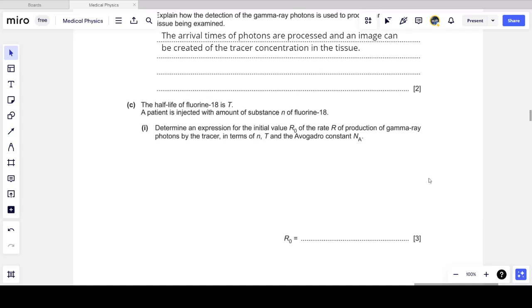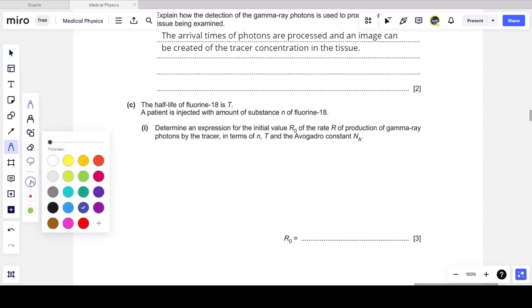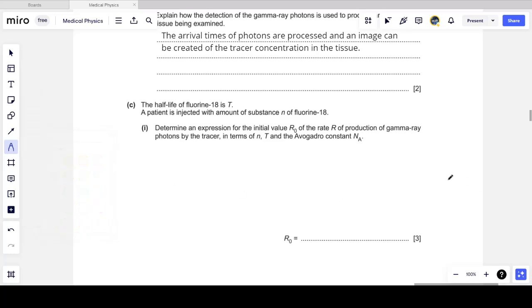Part C says the half-life of fluorine is T, and the patient is injected with the amount of substance N of fluorine-18. We want to determine an expression for the initial value R0 of the rate R of production of gamma ray photons by the tracer in terms of N, T, and the Avogadro constant. Wow, okay. So this is a question that we would not have seen anywhere in our theory when we were studying the topic, but we need to suddenly derive an expression for the initial rate at which gamma rays are produced. Now, what we are actually looking for is the activity.